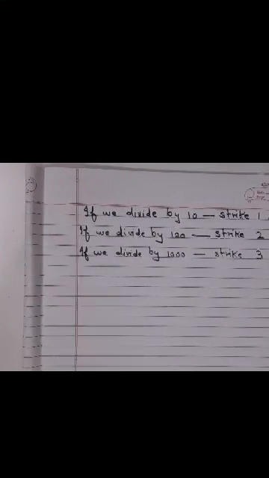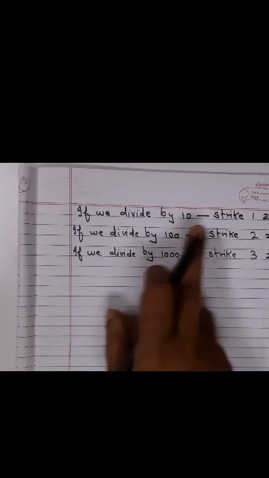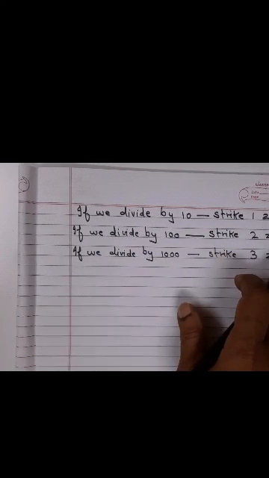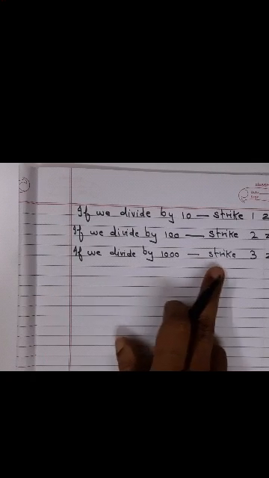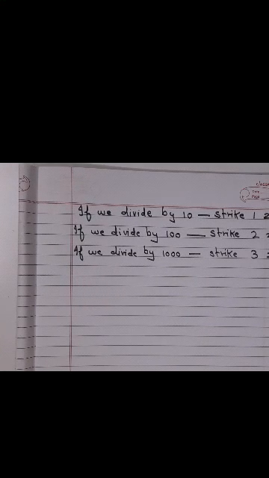Right? Children, just remember this. If we divide by 10, strike 1 zero because there's 1 zero. If you divide by 100, strike 2 zeros. There are 2 zeros here in 100. And if you divide by 1000, you will strike 3 zeros because there are 3 zeros. Okay. Now let's move to some examples.